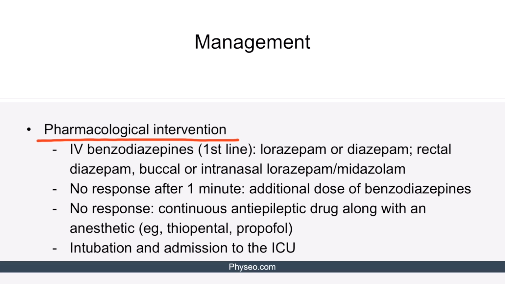Okay, so let's say you've tried that. You've tried the first line benzodiazepine. And 1 minute after doing that, there's still no response. So at that point, what do you do? Well, you can add another dose of benzodiazepines. Then still no response? Then you need to think of an anti-epileptic drug.